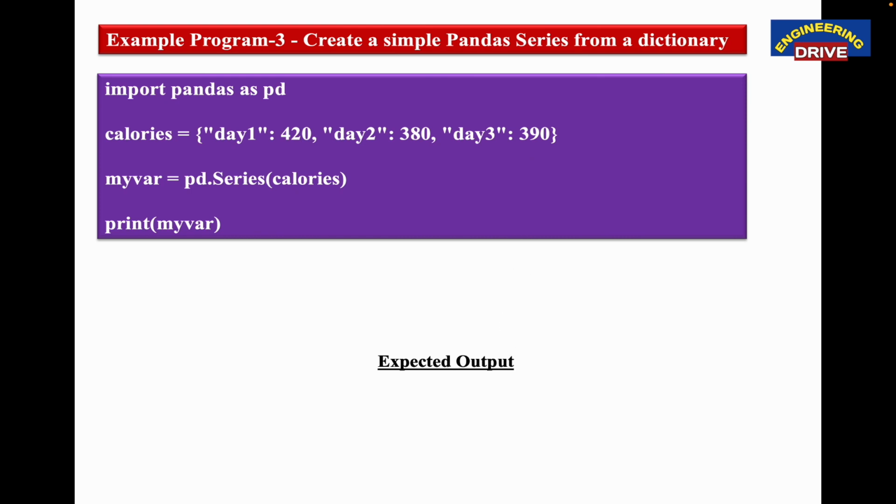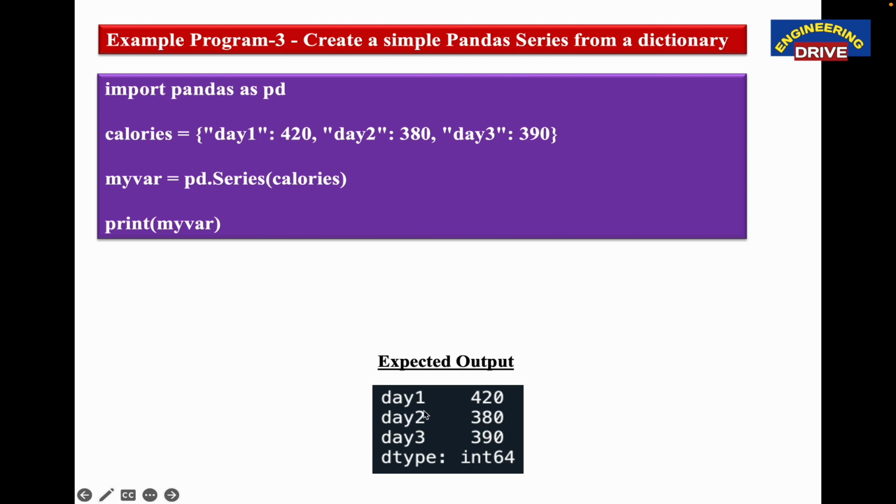The expected output of this program is here. We will not get the default index here. Why? Because we know that in dictionaries, the role of assigning the index is in the hands of the user. That is how a dictionary is different from lists and tuples. In lists and tuples, the index positions are allocated by the computer itself. But in the case of a dictionary, the user should select not only the value but also the key. For that reason, we got day 1, 420, day 2, 380, day 3, 390, and we got the data type at the end. So this is how we can create a Pandas series by using multiple concepts of our Python.